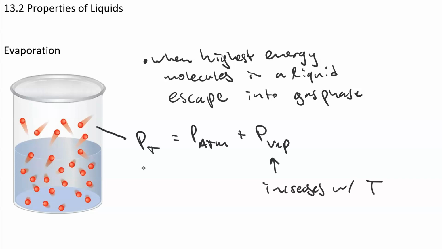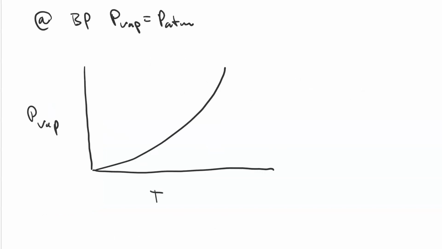Fun fact, at the boiling temperature, or the boiling point, the vapor pressure is equal to the atmospheric pressure, and all of the liquid is now free to escape into the gas phase. So here's a graph showing how the vapor pressure increases exponentially with temperature. And then if you have atmospheric pressure right here, well, you can extrapolate over and find the boiling temperature.